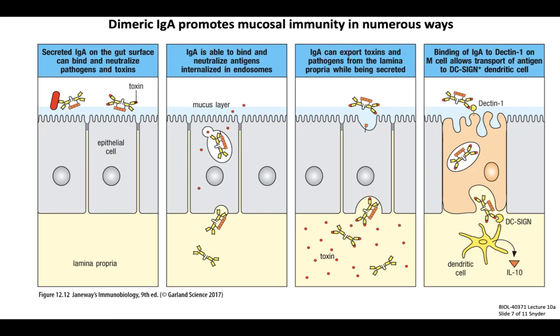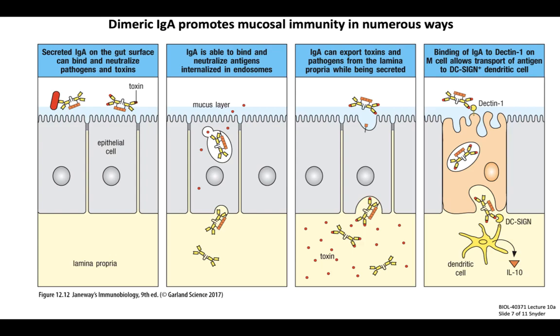IgA can act in a number of ways to protect the host from invading pathogens by acting both as a secreted form in the mucus, as well as during its transport from the lamina propria into the gut lumen. We've already heard about some of these functions during our Week 5 lectures on antibody functions. In the left panel, we see dimeric IgA binding to pathogens or toxins found in the gut lumen, and in this case, IgA functions by neutralizing harmful molecules in the gut. In the next panel to the right, we have an example where IgA performs similar neutralization activities, but this time it functions intracellularly.